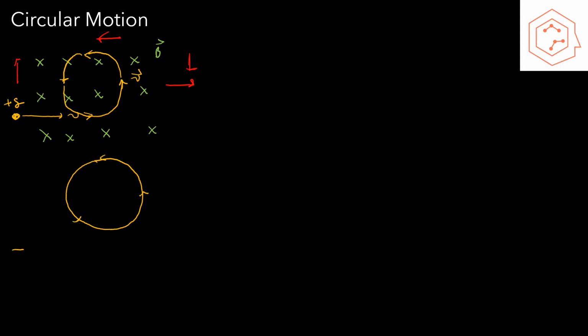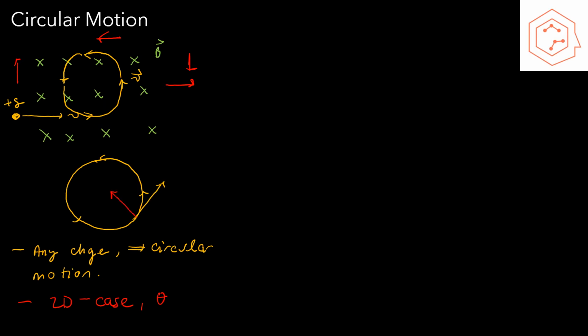And so it turns out that any charge, provided that it's not moving parallel to a magnetic field, any charge that enters a magnetic field moving at some velocity moves in circular motion. And in our case, we're only going to consider the 2D case in this course. So the 2D case, where the angle between the force and the velocity is always going to be perpendicular, which is true for all cases. So theta is equal to 90 degrees.